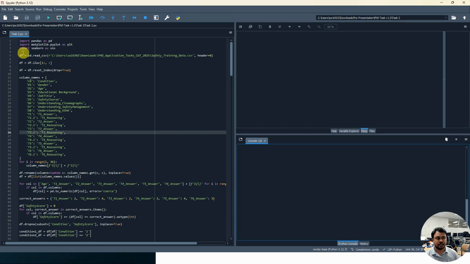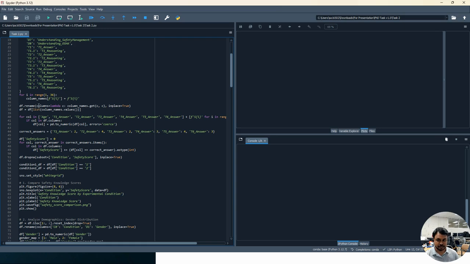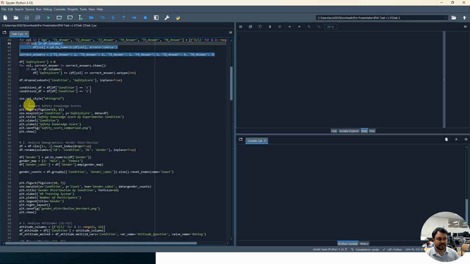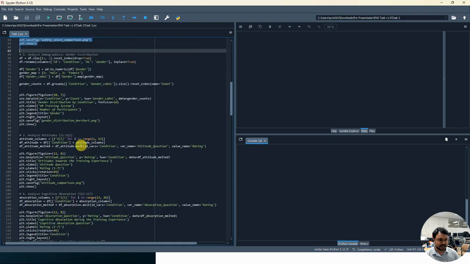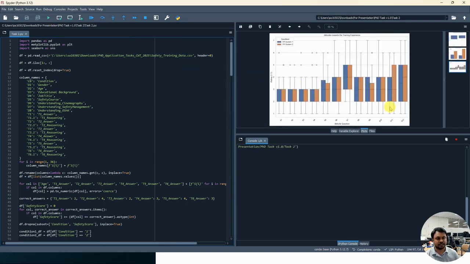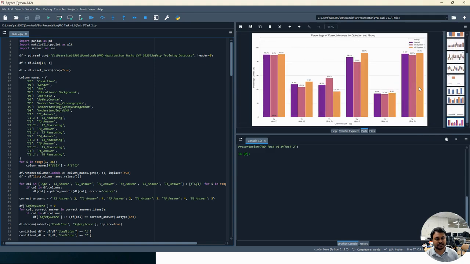So the steps are to load the data, read the file, then rename the columns for clarity, and convert the columns to numeric format. Then here we compute the safety knowledge score using the correct answers, that is T1 to T6. And then we are generating visualizations, box plots and bar charts. If we hit the run button, then you can see all of these plots. All of these plots we are about to discuss here.